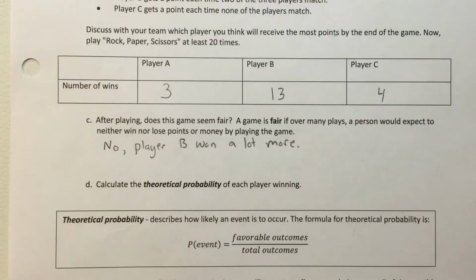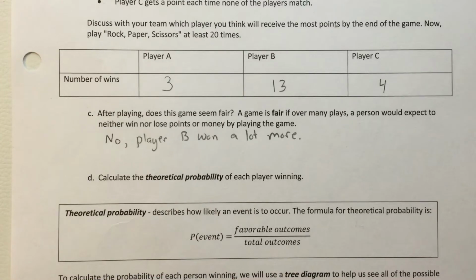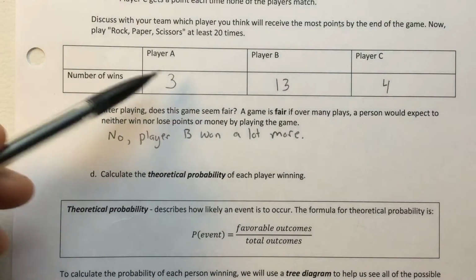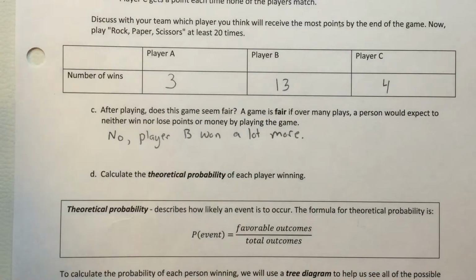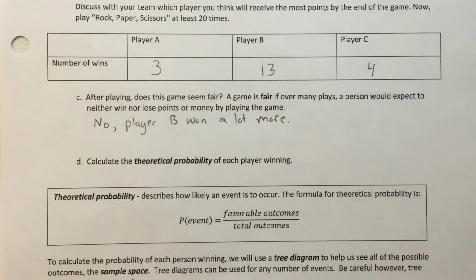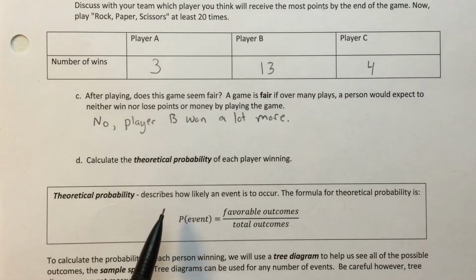Now we're going to calculate the theoretical probability. This was our experimental probability, 3 out of 20, 13 out of 20 because we played 20 times, and 4 out of 20. But now we're going to calculate the theoretical probability, which is what should have happened. Theoretical probability describes how likely an event will occur, and we're going to use this formula. You probably have seen this before. We always write probability with a capital P, and whatever we're trying to find the probability of goes inside parentheses and is equal to the favorable outcomes over the total outcomes.